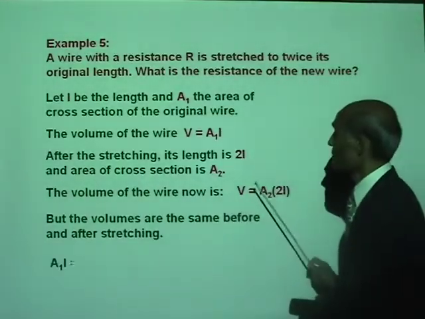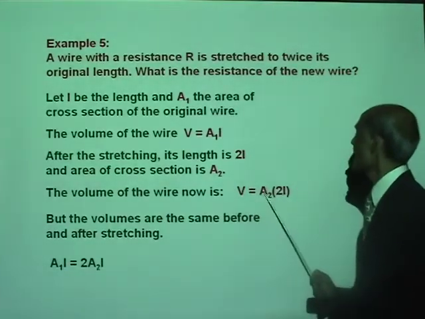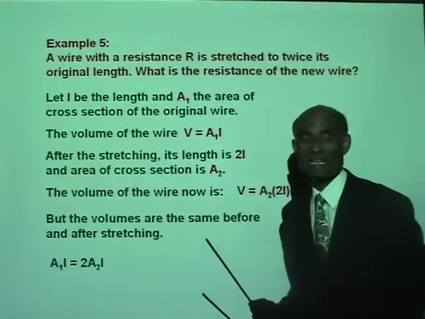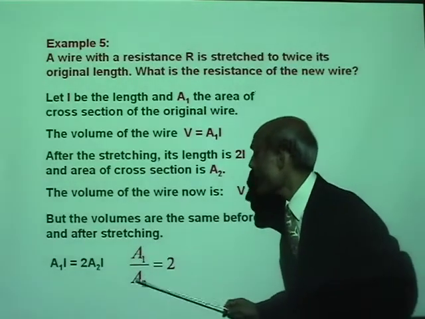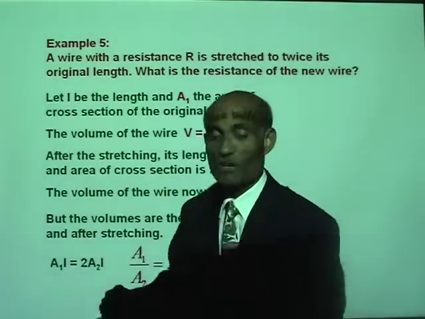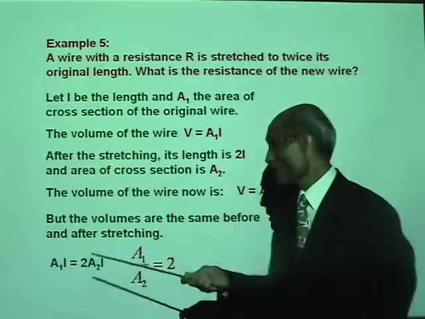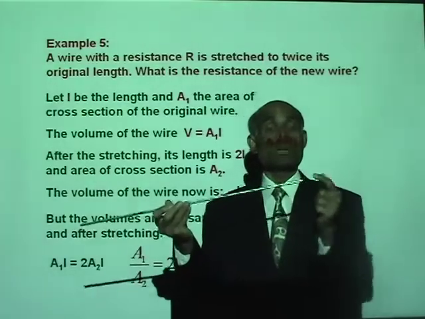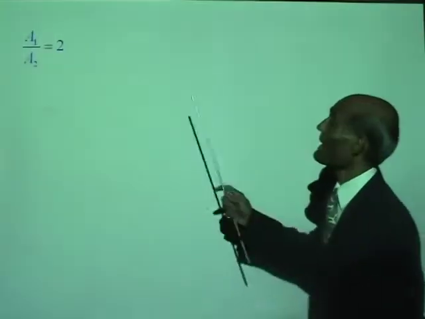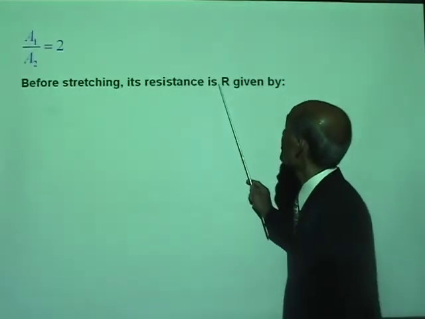So, we can equate the two. A1 times L equal to 2 times A2 times L. Now you can see L and L from either side cancels. We get therefore A1 over A2 equal to 2. That means the area of cross section originally is A1. Area of cross section after stretching is A2. That A1 over A2 equal to 2. We are now going to use that to find the resistance of the conductor.